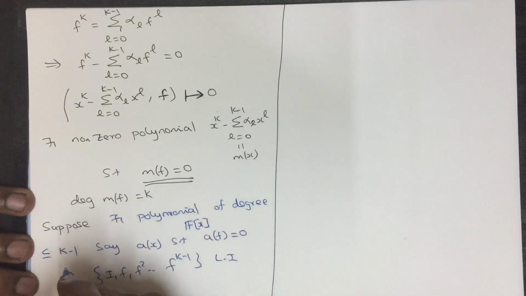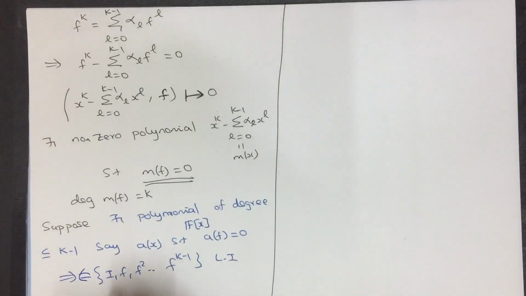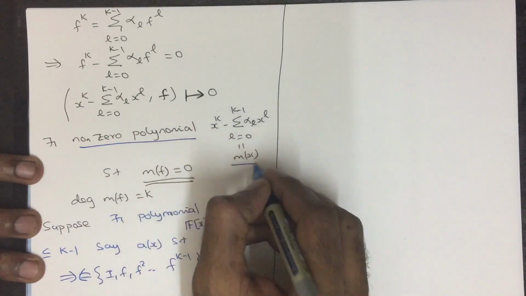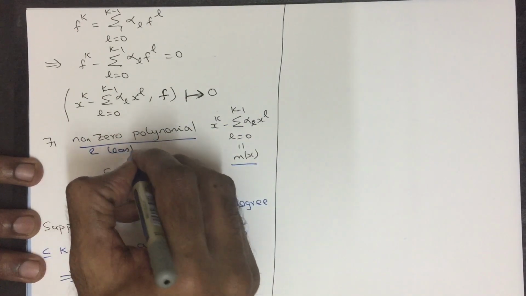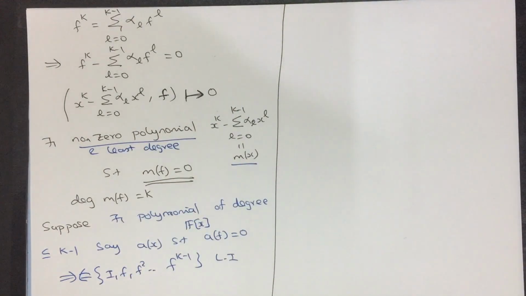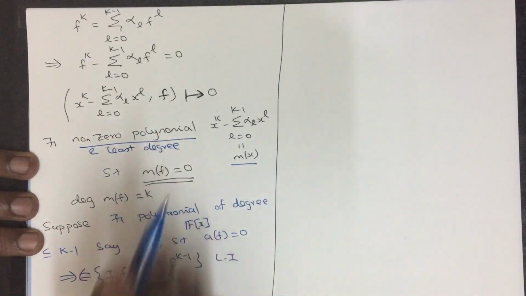Suppose there exists a polynomial of degree less than or equal to k minus 1, say a of x, such that a of f is 0. Then this contradicts the fact that I, f, etc. up to f to the power k minus 1 is linearly independent. Therefore we can say m of x is a non-zero polynomial of least degree such that m of f is 0. That is, any polynomial of degree less than that does not satisfy this property.